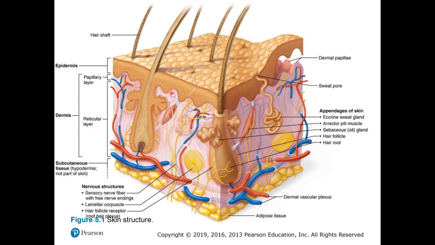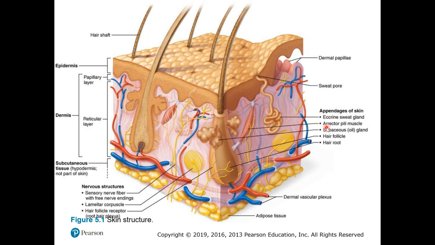We have, not shown in this picture, Meissner's or tactile corpuscles, also sense of touch up in the dermal papillae. We have the lamellar, lamellated, or Pacinian corpuscles, which are involved in the deeper touch and vibration, a little bit lower, deeper in the dermal layer. So lots of nervous tissue, and we even have muscle tissue. Each hair follicle has a muscle attached to it called an erector pili muscle. Pili is another term for hair.